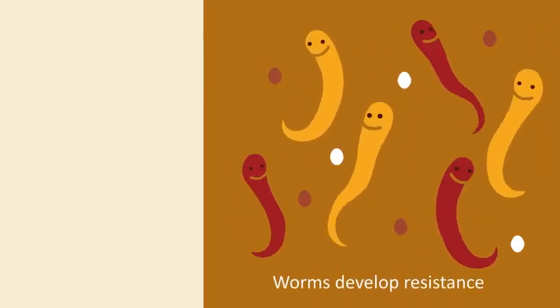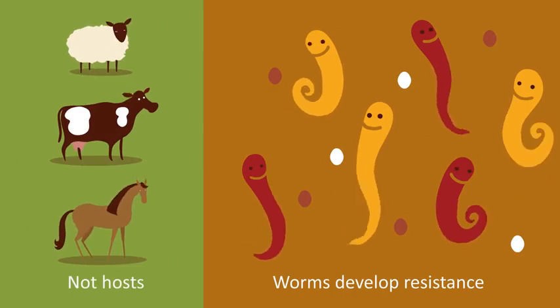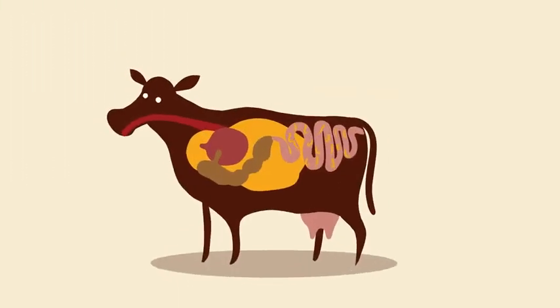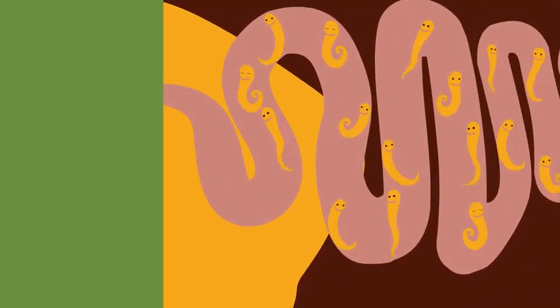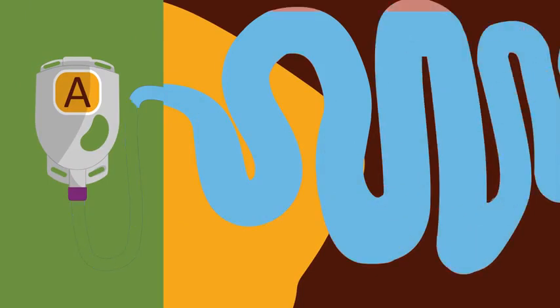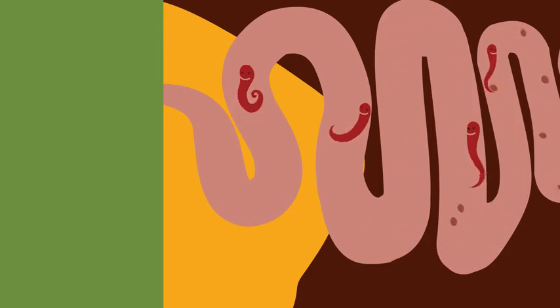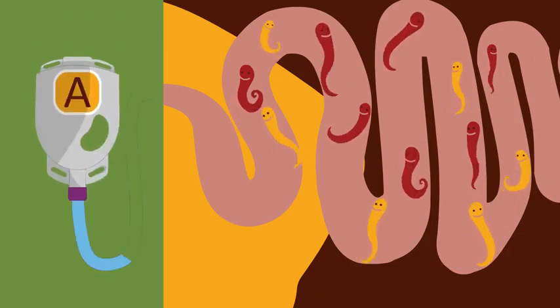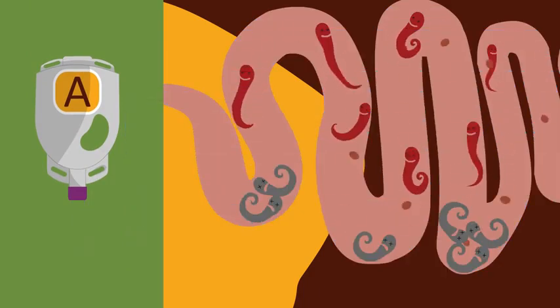It is important to remember that it is the worms that are resistant to the treatment, not the host animal. So, what is it that enables these worms to develop resistance? Every time you use an anthelmintic, the worms have an opportunity to select for resistance. The more treatments the animal receives of the same anthelmintic, the more chances the parasites have to develop resistance.